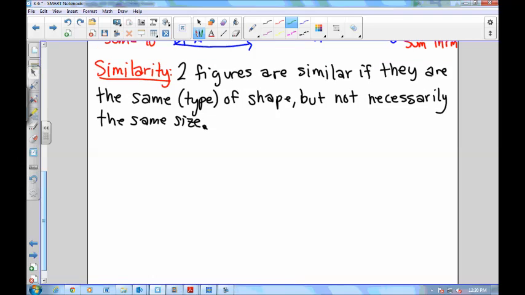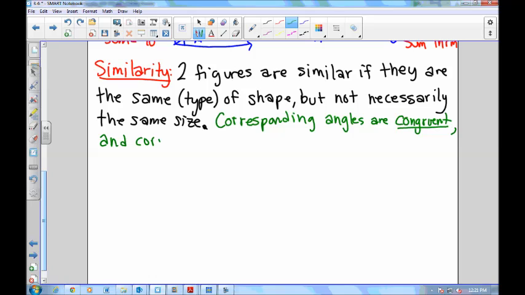So in similarity, corresponding angles are congruent. Oh my goodness, I'm saying congruent and trying to write corresponding. Okay. Corresponding angles are congruent, and corresponding sides are not necessarily congruent but proportional. And we did proportions at the very beginning of class today. Corresponding sides are proportional.